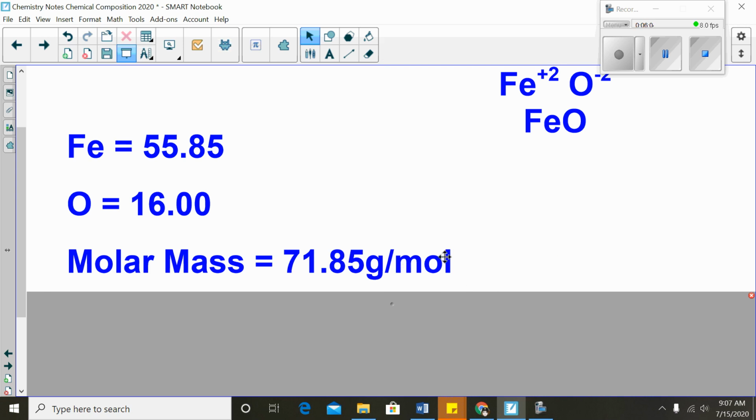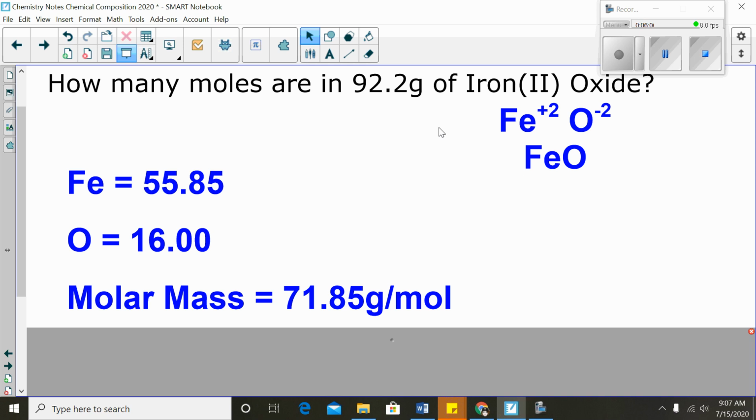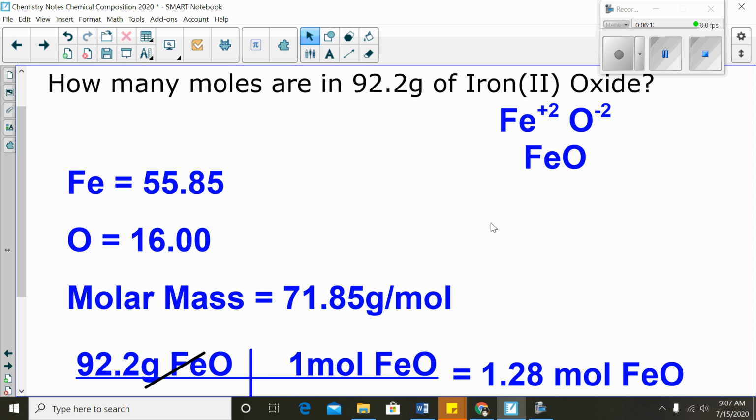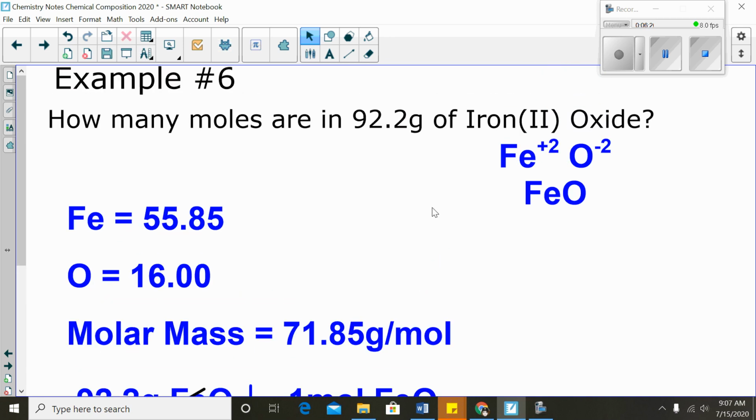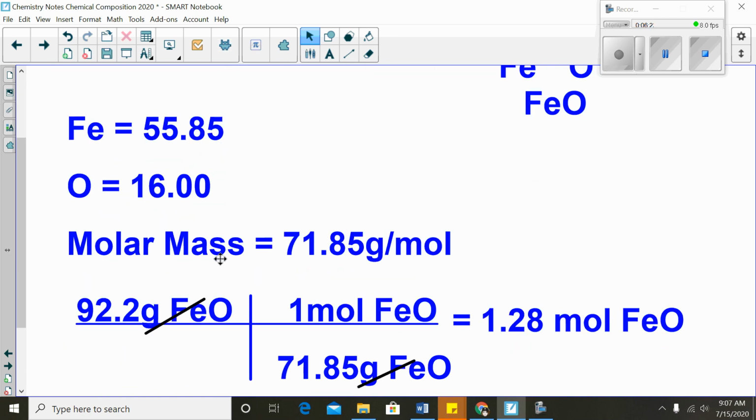All right, now we need this to answer the question. You have 92.2 grams of this, and I'd like to know how many moles is that. So you set it up now the way you've been watching me set up these problems now. So 92.2 grams of iron 2 oxide is my starting point. That's what was provided in the problem. We now know the molar mass. We calculated it ourselves. 71.85 grams of iron 2 oxide is comparable to 1 mole. The grams is put on the bottom so that you can cancel out the grams that you're starting with. And then the 1 mole is on the top.